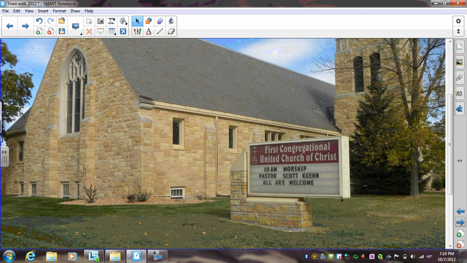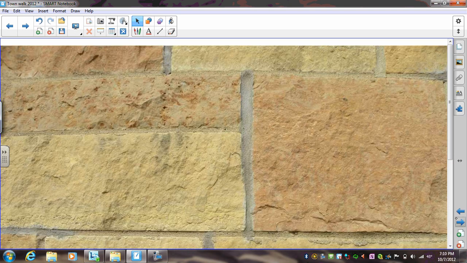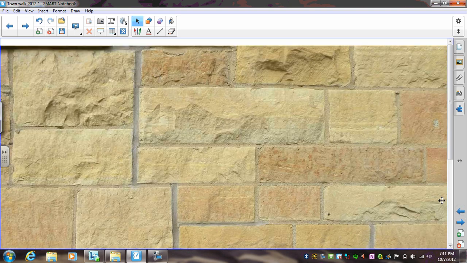So I'm going to come up, and here is a semi-close-up view, and I think I can get a little bit closer. You can't walk up and touch it, but from what you see here, you can make your observations. Would you classify this as igneous, sedimentary, or metamorphic? And could you put a name on this?